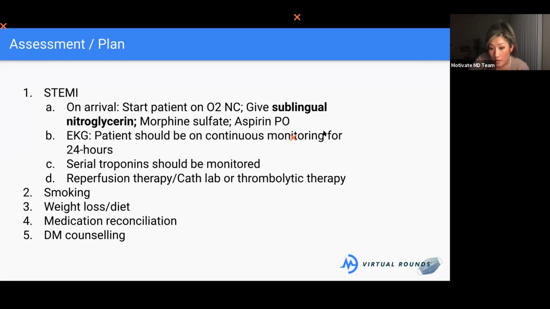Any changes are getting worse? Yes, these are all excellent. So changes are getting worse. What is the primary? Yeah, you're absolutely right.